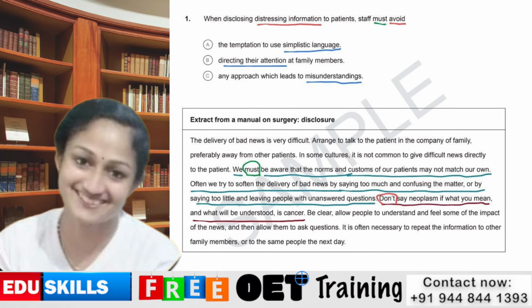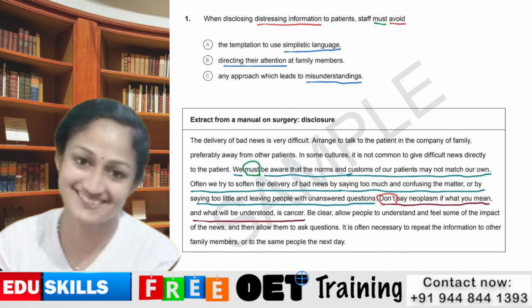Often we try to soften the delivery of bad news by saying too much and confusing the matter, or by saying too little and leaving people with unanswered questions. This sentence also leads us to select the correct answer, which is option C.